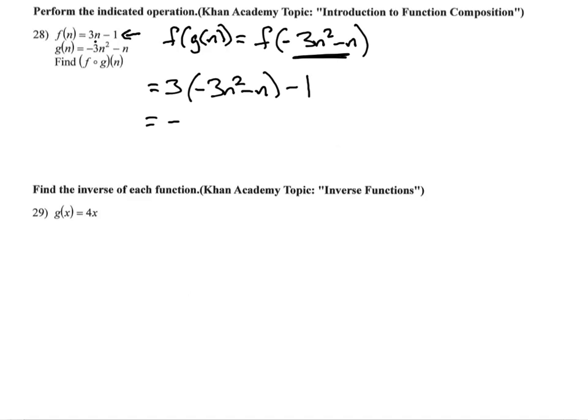We're going to distribute the 3. Negative 9n squared minus 3n minus 1. If there's any like terms to combine, this is where we do it, and there isn't, so that is our answer. 29, find the inverse.